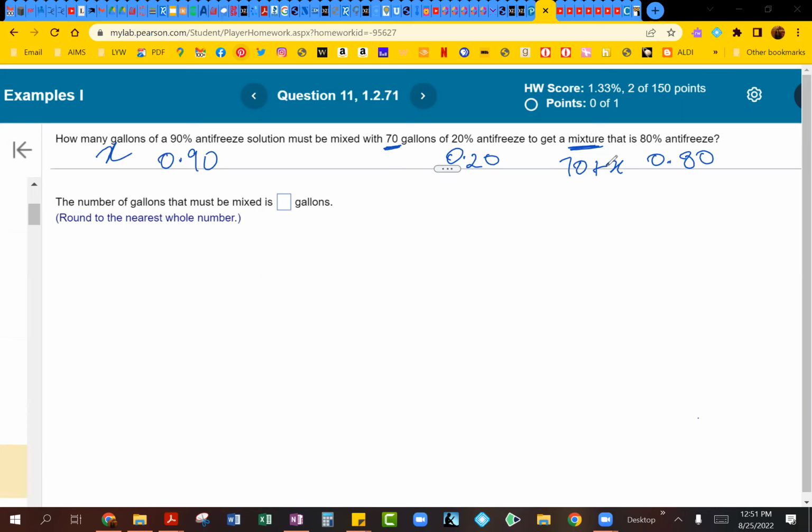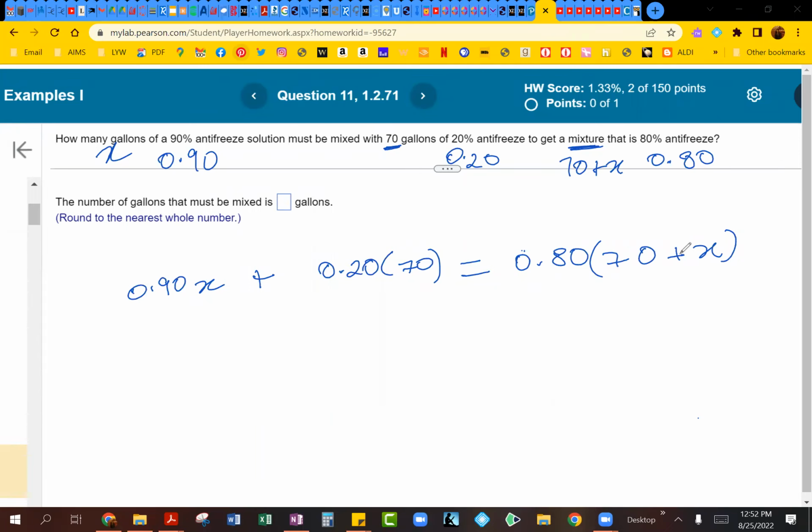Okay, so we know this is a mixture. That's where your equation is going to come from. So we're taking the 90% concentration, however many gallons of that. You're mixing it, which means you're adding it to the 20% concentration, which was 70 gallons of liquid. And that will give us an 80% concentration of whatever that total comes out to be.